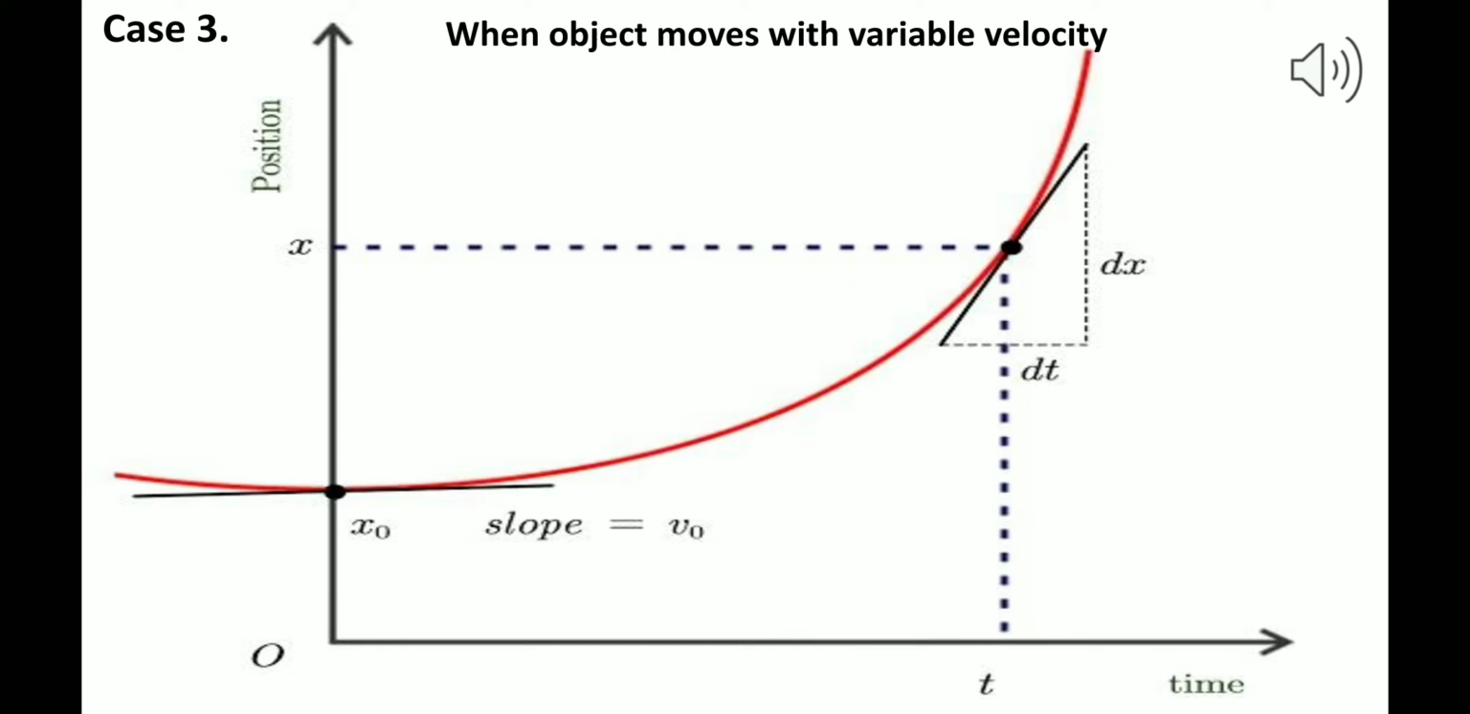So, by drawing a tangent to any point on this curve, we get the slope of the curve, and we can find out the instantaneous velocity at that point. That is the velocity at that instant. So we move further.